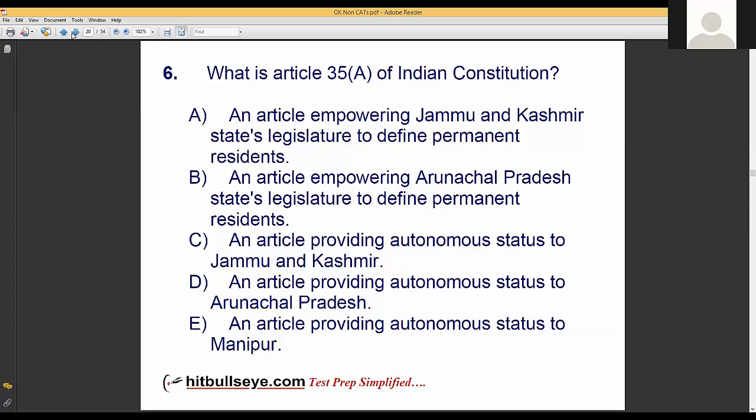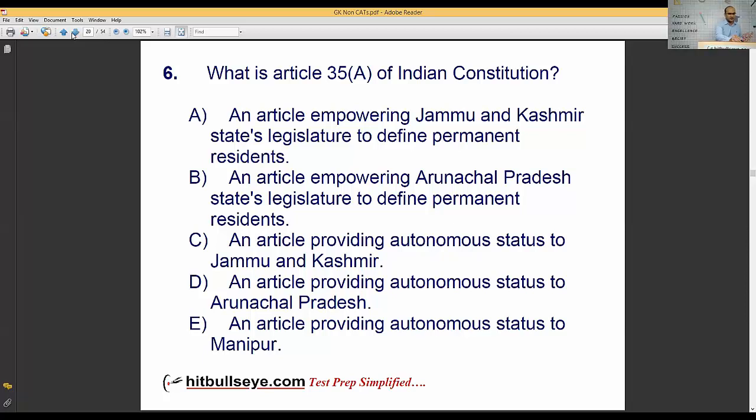This appears to be a static GK question. However, Article 35A was quite a lot in the news because there were a lot of protests against the special power given to the J&K Assembly. So it automatically becomes a part of current GK, right? So again, for your preparation, newspaper reading is of the essence. You cannot hope to do well in GK sections of these exams without reading the newspaper.